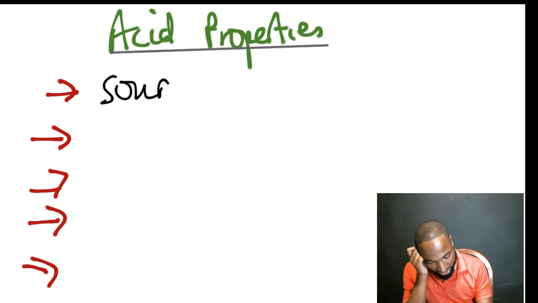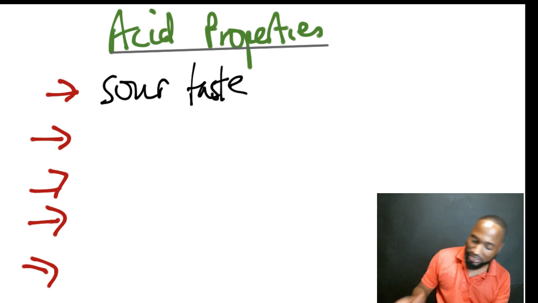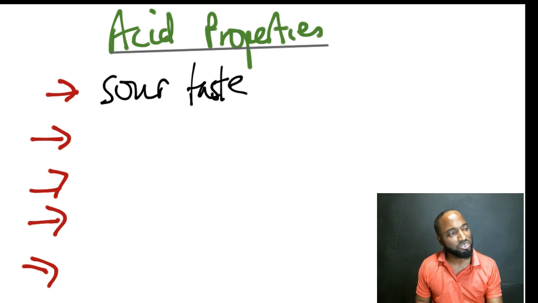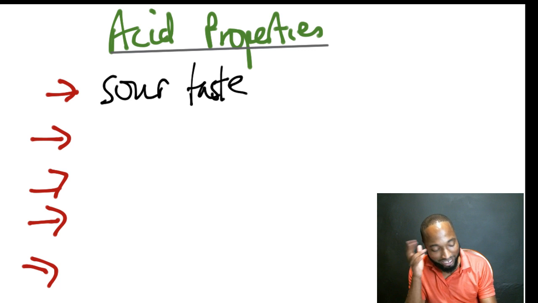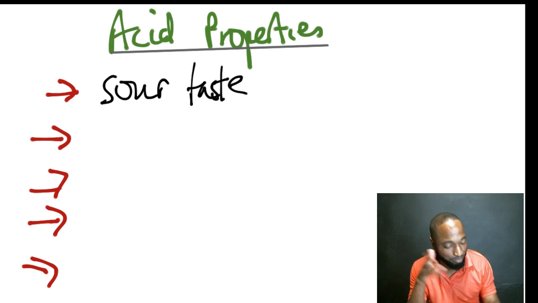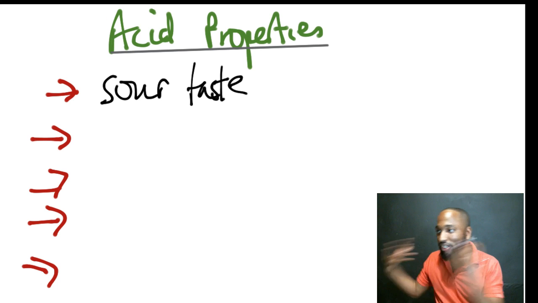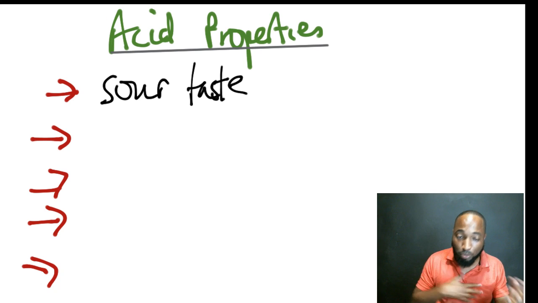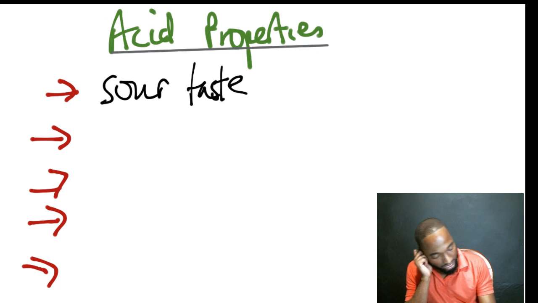Sour taste, which is a bad property here because it's not like you're going to be tasting. Let's see if this is acid. This one is a little acid, this one is concentrated. No, you're not going to be tasting, right? So it's a bad test, but it's a property. If they say at the end of the question, what are some of the properties you can test for to show that it's acid? Don't put sour taste because nobody's going to taste it.